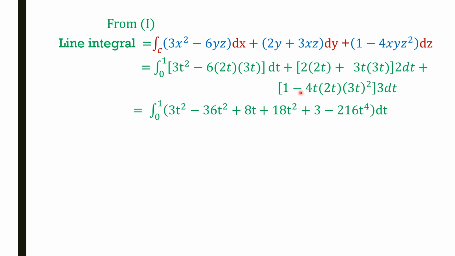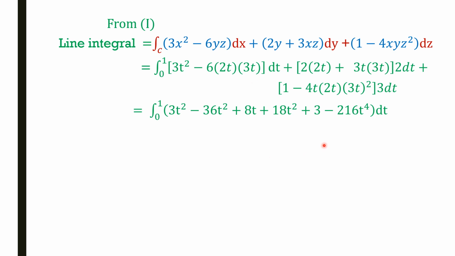2 into 2 is 4, and 4 into this 2 is 8, because this 2 is multiplied with this bracket. 2 into 2, 2 into 4 is 8. Okay, 8t plus 3 into 3 is 9, 9 into 2 is 18t squared. Okay, plus 3 is there. This 3 into 1 is 3, and 4 into 2 is 8, 8 into 3 squared is 9. Okay, 4 into 2 is 8, 8 into 3 is 72, 72 into 3 is minus 216, minus as it is, t into t squared is t raised to 4.